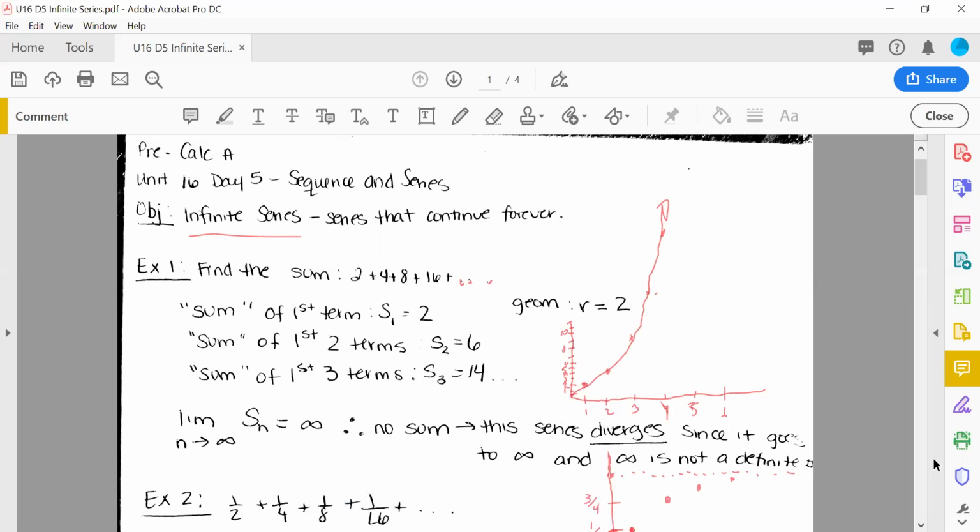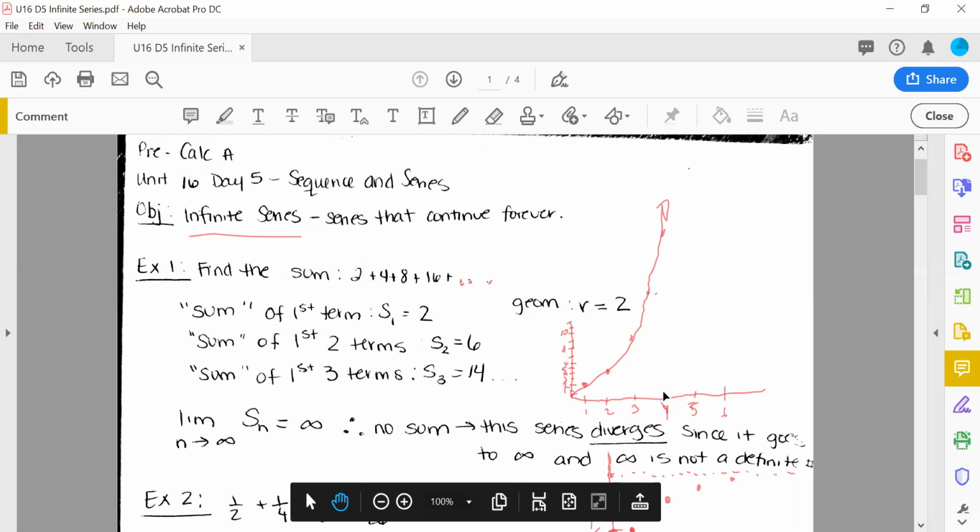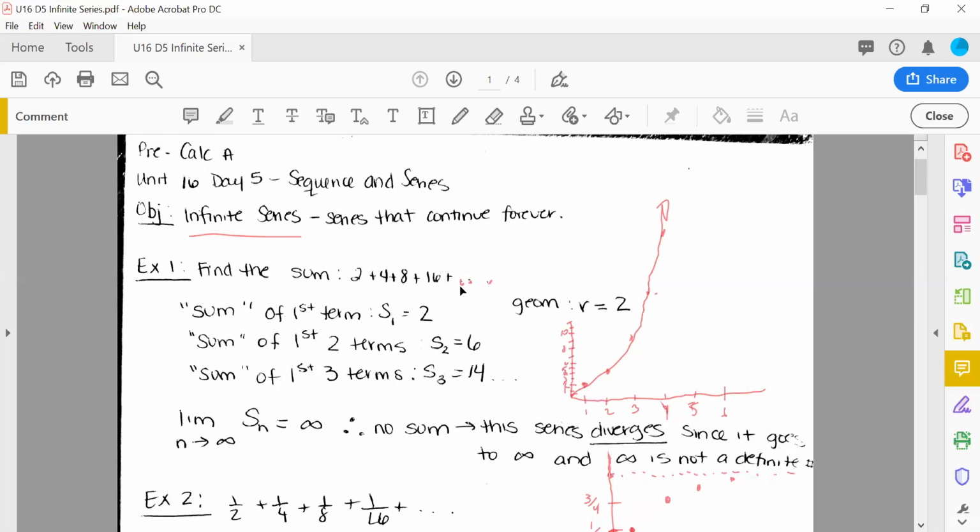where is this graph going? As I go further and further to the right, where's the graph going? Is it converging to a specific number? Or is it just going on, as the famous spaceman once said, to infinity and beyond? That's where it's going, okay?